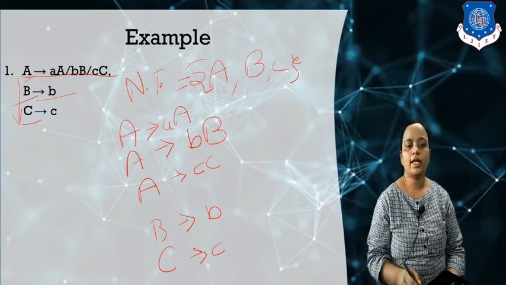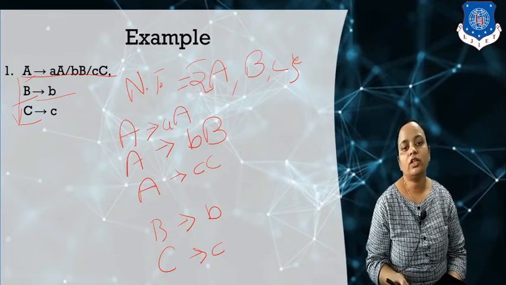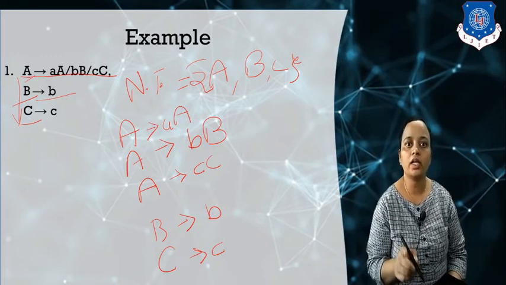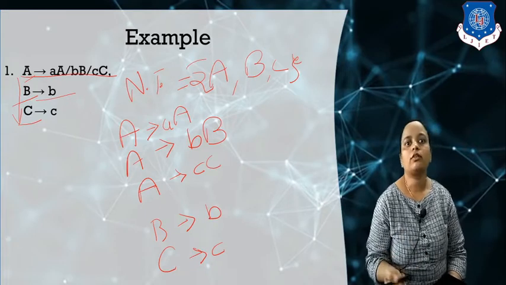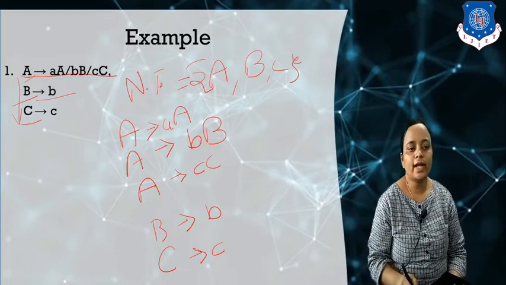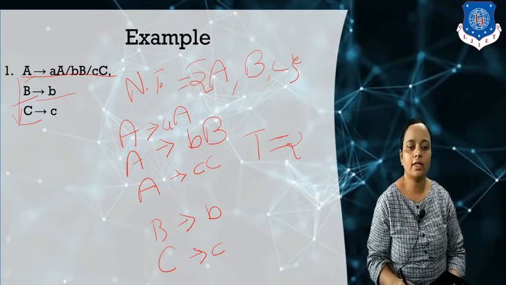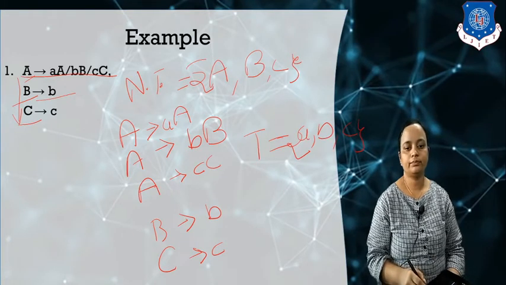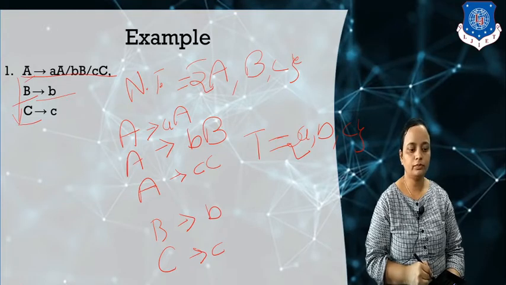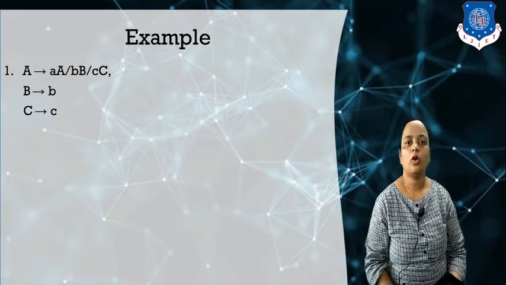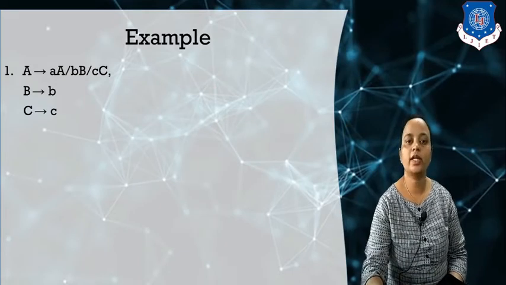Okay, now what is a terminal? The remaining symbols which are not included in the non-terminals are called terminal symbols. So in this grammar we can say that our terminals T are small a, small b and small c. Okay, like this.